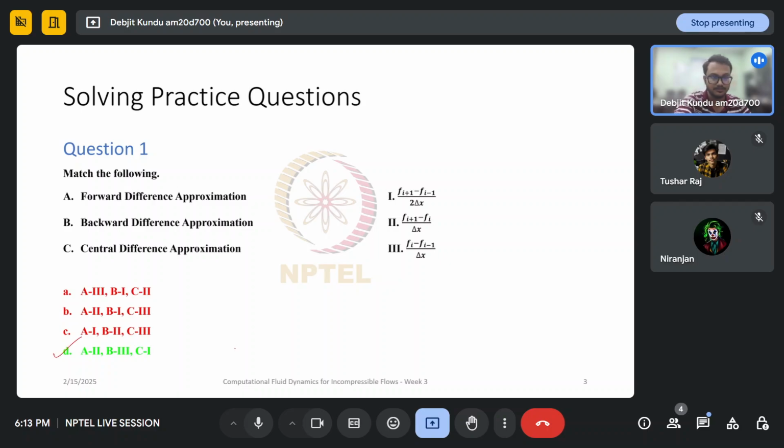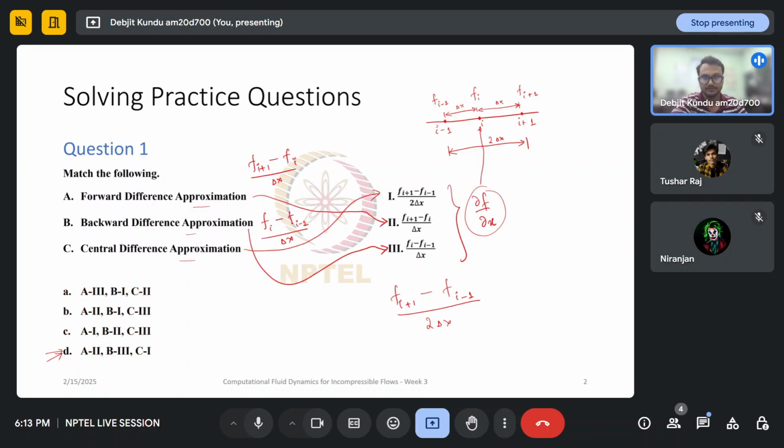So any questions on this? This is a very fundamental aspect of getting into finite difference method. So if you have any questions, just shoot away.